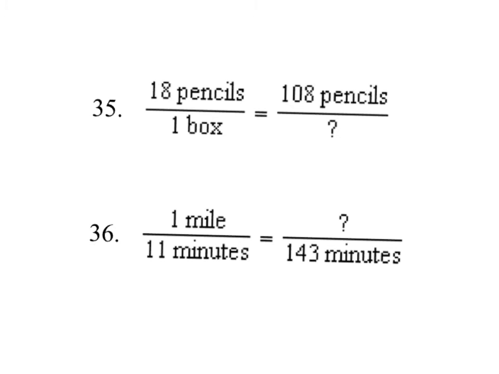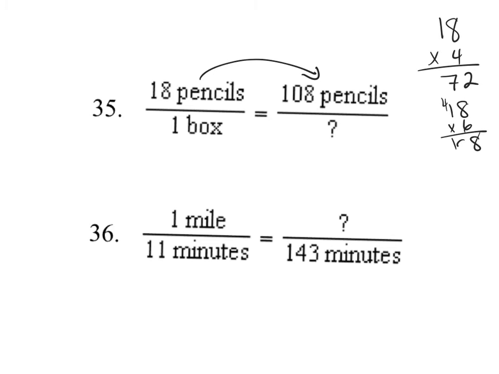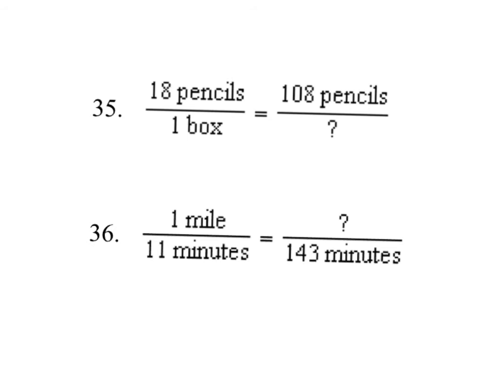Okay, next we have 35 and 36. So same thing. We are trying to figure out how you get from 18 to 108. So you might have to do some check and guess. So like maybe you said, okay, what about 18 times 4? Well, that gives me 72. Not enough. So try 18 times 6. 108, oh look, that worked. So that would tell me that this is times 6.